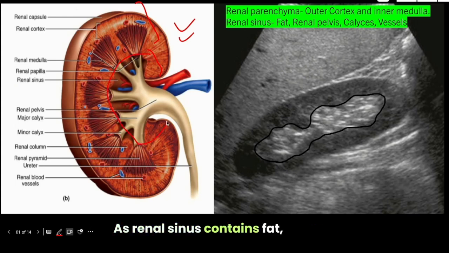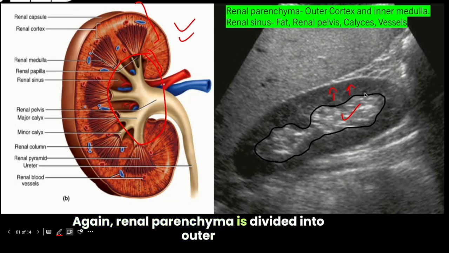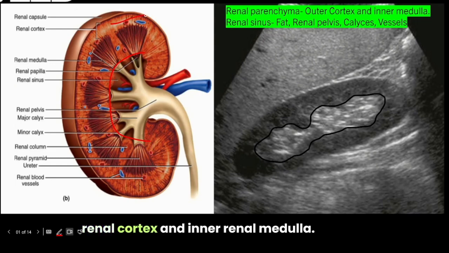As the renal sinus contains fat, it appears hyperechoic or white in ultrasound. Here in the second image, this entire hyperechoic area is renal sinus. Outer to this white renal sinus, this entire structure represents renal parenchyma. Again, renal parenchyma is divided into outer renal cortex and inner renal medulla.